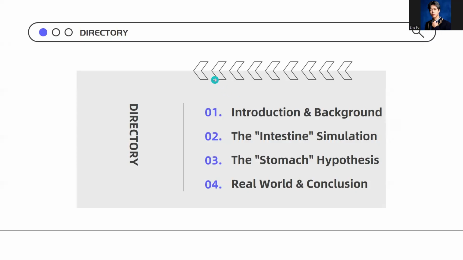Here's our roadmap for today. First, we will look at the background theory regarding enzymes and pH. Then, we'll dive into our Lab 4 simulation, where we mimic the environment of the small intestine. Third, I will pose a stomach hypothesis: what would happen if we tested an enzyme in stomach acid? Finally, I'll connect this back to the real-world environment to review the engineering solution that solves the biological paradox.